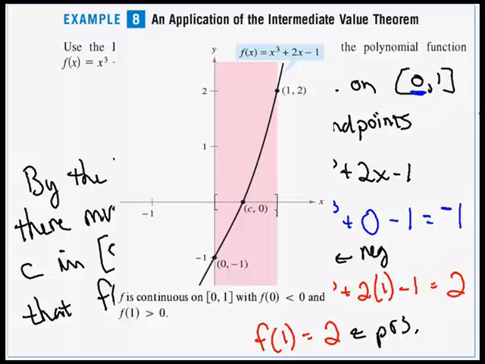All right, and that is the end of this section 2.4 on continuity and one-sided limits. In chapter 2, we only have one more section to go, 2.5. That'll be infinite limits, and then I promise we're done with chapter 2.